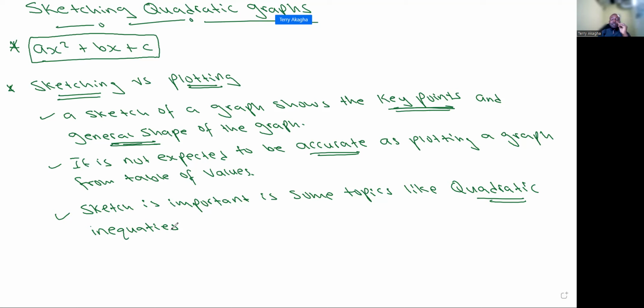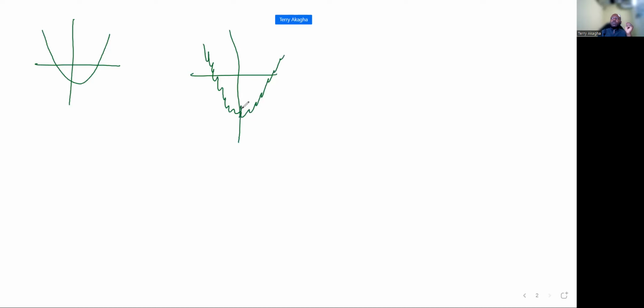Sketching a quadratic graph is very simple. As with the linear graph, when you're sketching a graph, for instance, let's assume we have this. This is how you sketch a graph with a smooth line. You don't sketch a graph by doing something like this. No, please, this is not art. You just sketch it. It's going to be one smooth curve joining the key features or the key points.